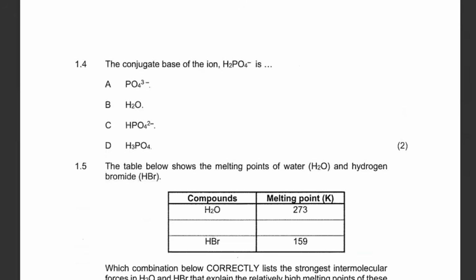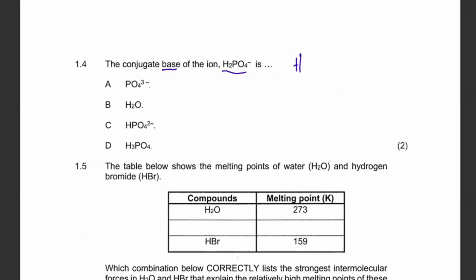Then as we proceed, we're looking for the conjugate base of the ion H2PO4 negative. Remember these acid-base pairs, the conjugate base. So we're looking for the base of the ion H2PO4 negative. According to the information we're given here, this H2PO4 acts as an acid. So now what we're looking for is the one that is going to be a base.